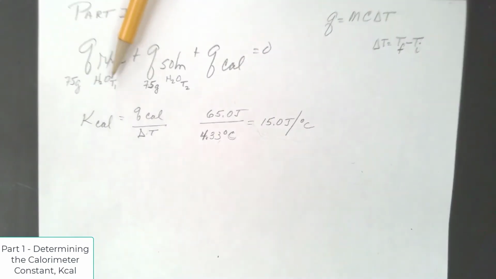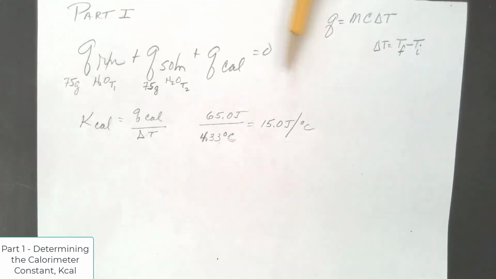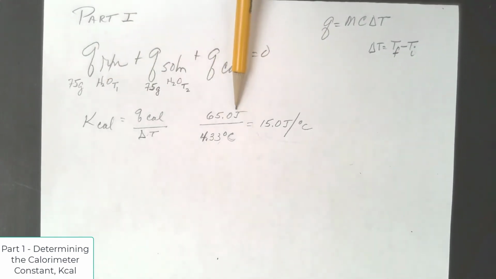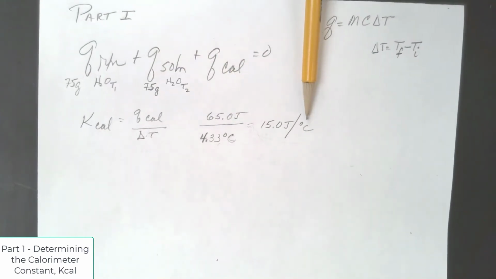Again, I took water at 2 different temperatures, mixed them in the calorimeter, and then plotted the data over every 30 seconds and came up with 65 joules and divided by my temperature change and got this value.